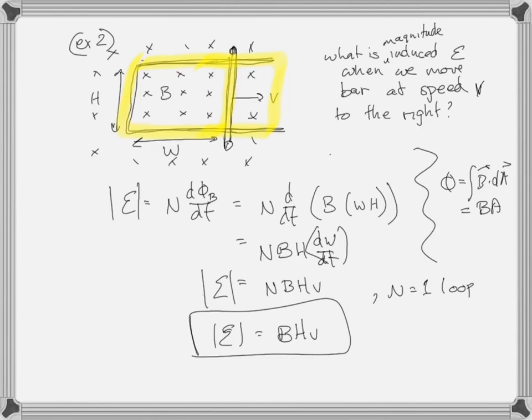Okay. So I could give you values, right? I could say that this is a tabletop thing. H is 10 centimeters. I pull it at a meter per second, and B is 1 Tesla. And so you get an induced EMF of 0.1 volts, something like that. And if the resistance was 1 ohm, then you get a current of 0.1 amps. So anyway, that's the induced EMF.